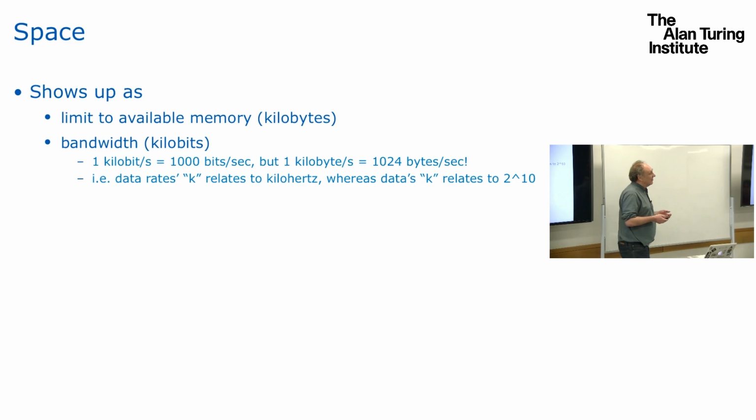Space shows up as memory capacity. We're going to see this big time in the second part of the talk with Spark. Spark and Hadoop have fairly large memory footprints, but also capacity and links.